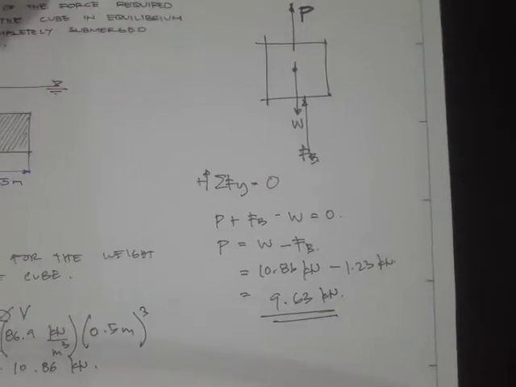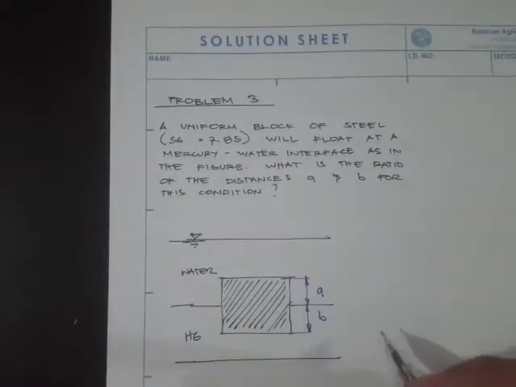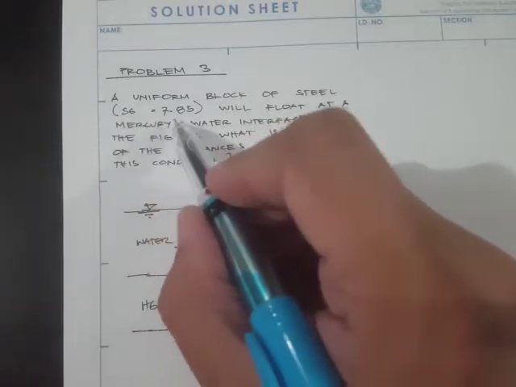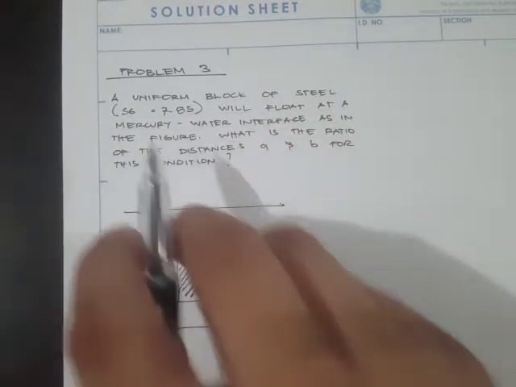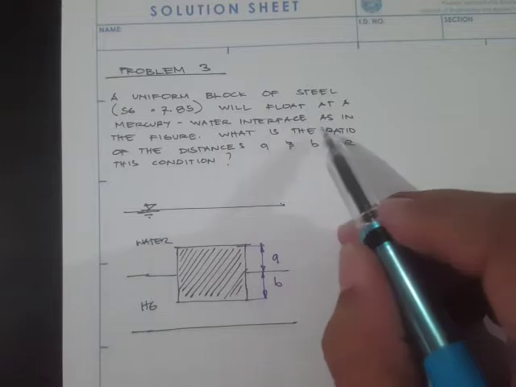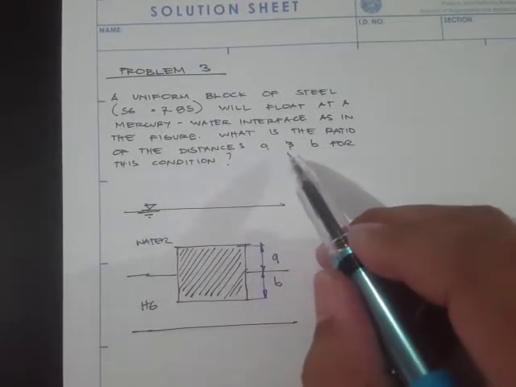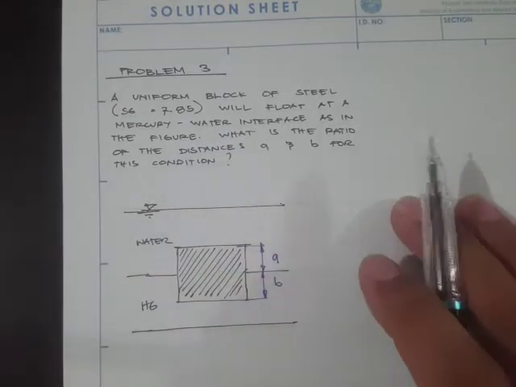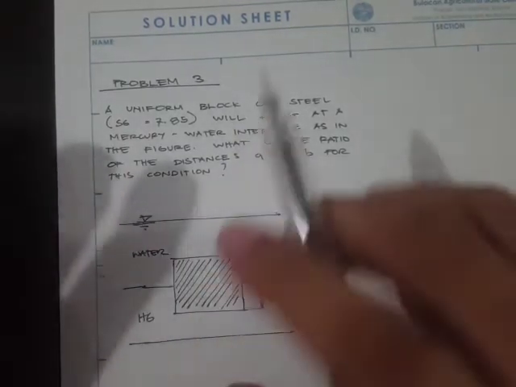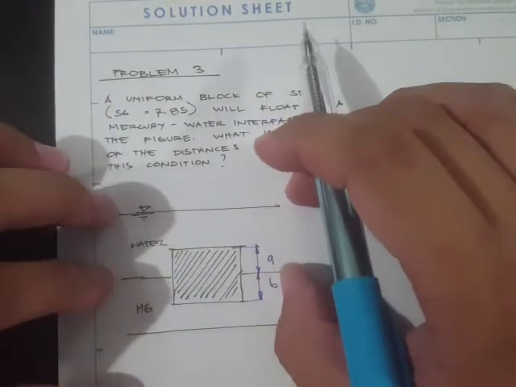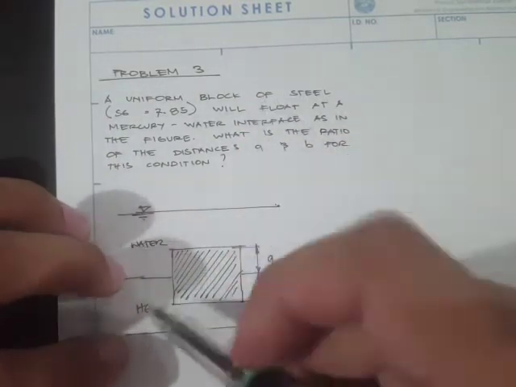All right. Now we'll do another problem. Problem number 3 says here a uniform block of steel with an SG of 7.85 will float at a mercury water interface as in the figure. What is the ratio of the distances A and B for this condition? So the situation is that we have two layers of fluid. We have the water, and then we have the mercury, the Hg.